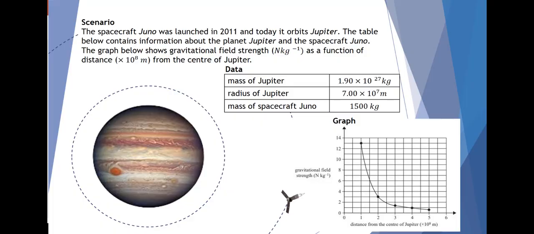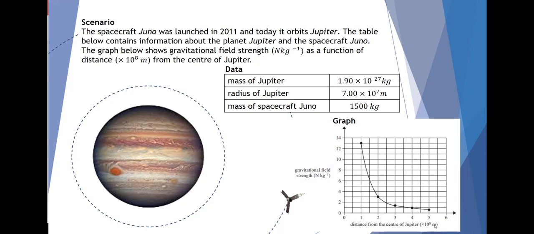So the scenario we have for our problems is as follows. The spacecraft Juno was launched in 2011 and is in orbit around Jupiter. The table we have here shows us information about the planet Jupiter and the spacecraft Juno. So we have the mass of Jupiter, the radius of Jupiter, the planet, and the mass of the spacecraft Juno. The graph below shows the gravitational field strength on the vertical axis plotted against the radius, or the distance from the center of Jupiter, in units of 10 to the 8 meters.